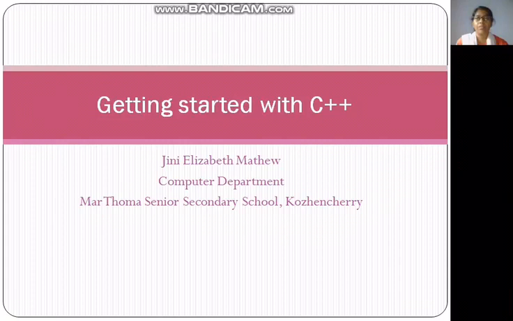Actually, along with the C concepts, they have added the object-oriented concept to this C++ programming language. But that new concept is not covered in our syllabus. So the rest of the portions we are covering in this year.